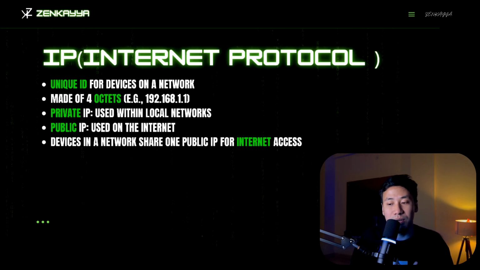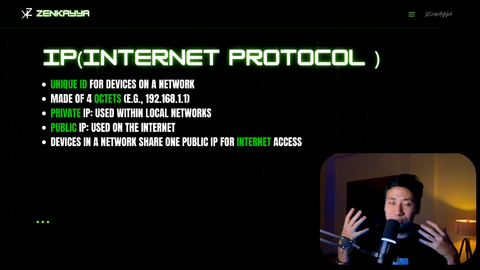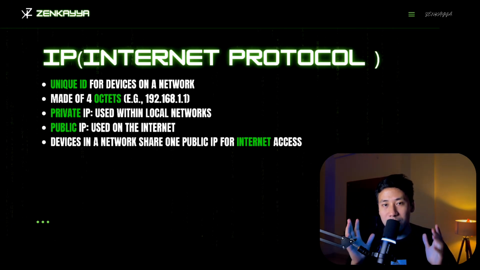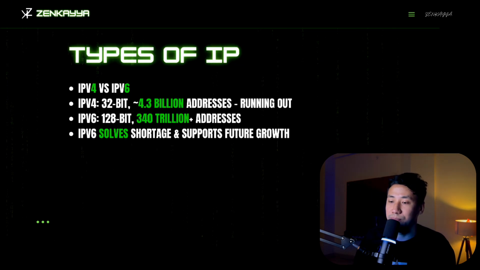Private IP and public IP: private IPs are used within local networks, and public IPs are used all over the internet. Devices in a network share one public IP for internet access. Whatever devices you are using, each has a public IP and a private IP. It is used to communicate with other users on the internet, as simple as that.